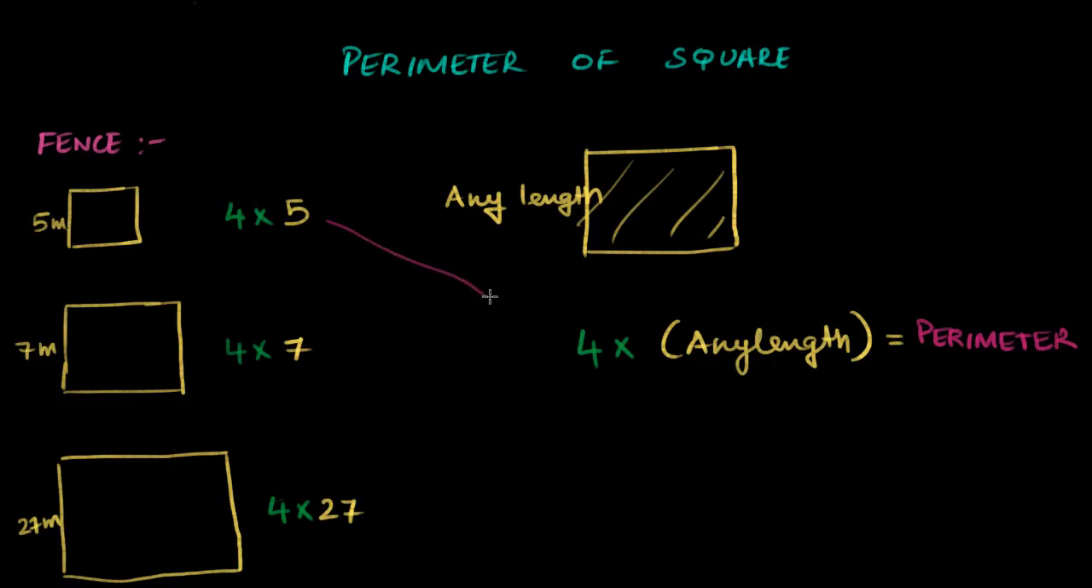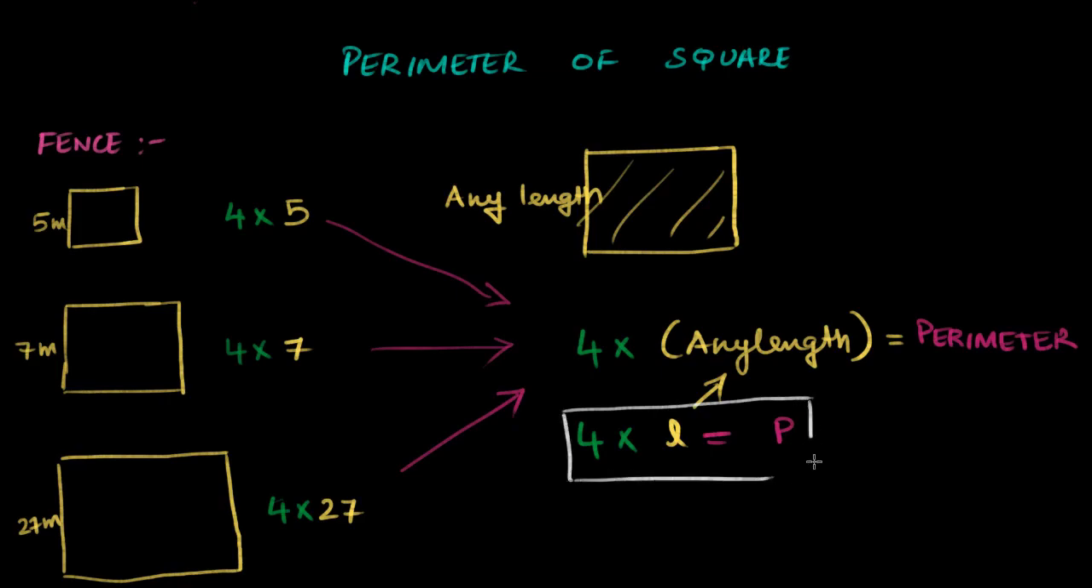So you can see that whether it's 4 into 5 or 4 into 7 or 4 into 27 does not really matter. So 4 times any length is the perimeter, and maybe after some time you get a little lazy to write this down. So you write 4 into L. And what does this L really stand for? Any length. Equals perimeter. And you want to write P because perimeter is too long. So this looks much smaller, crisp and easy to write.